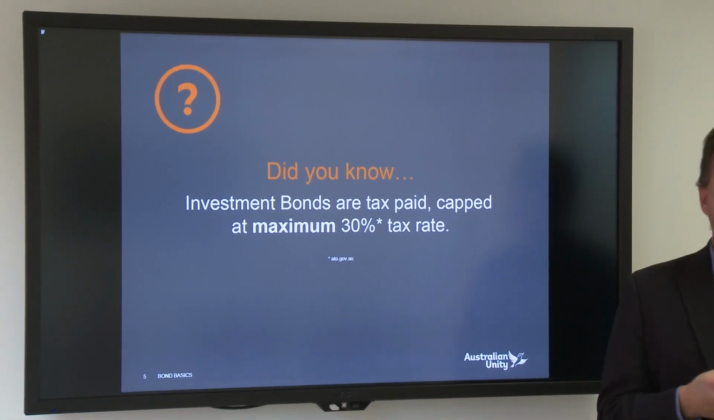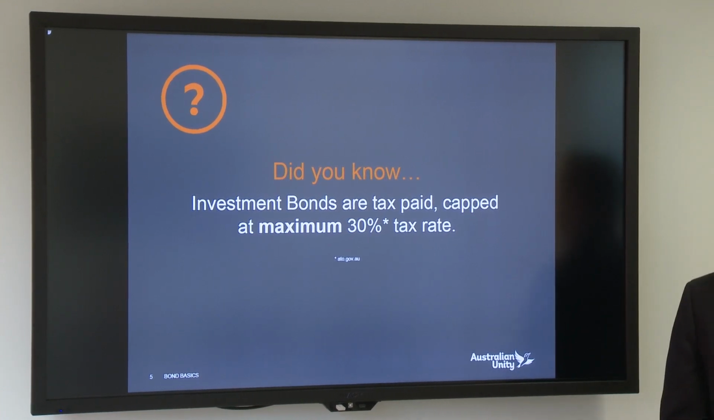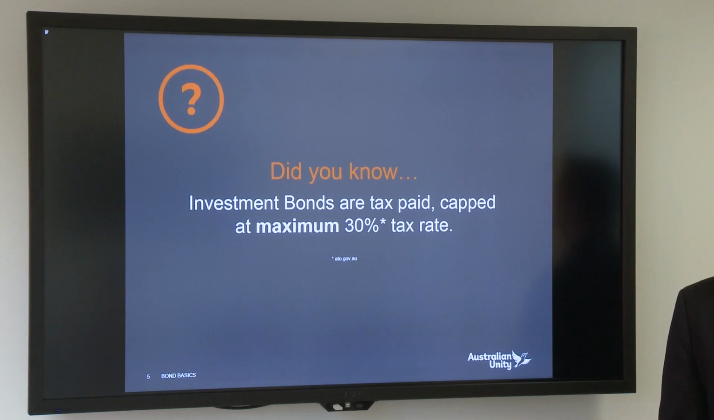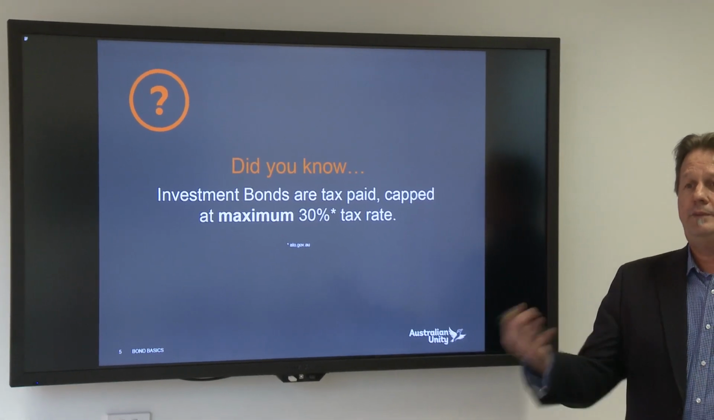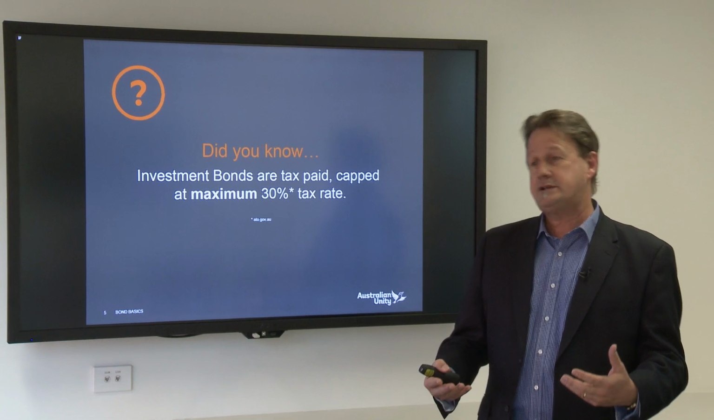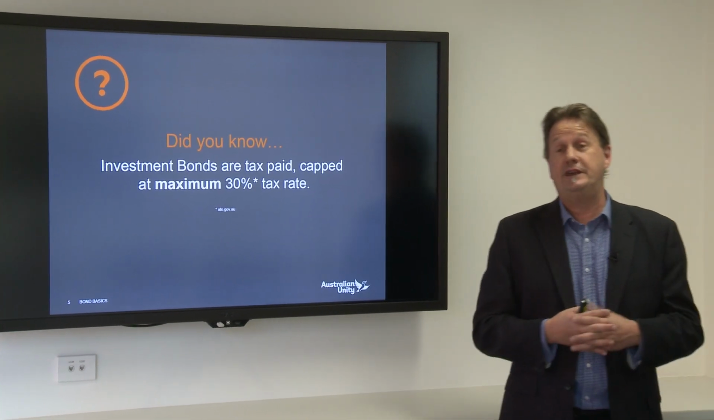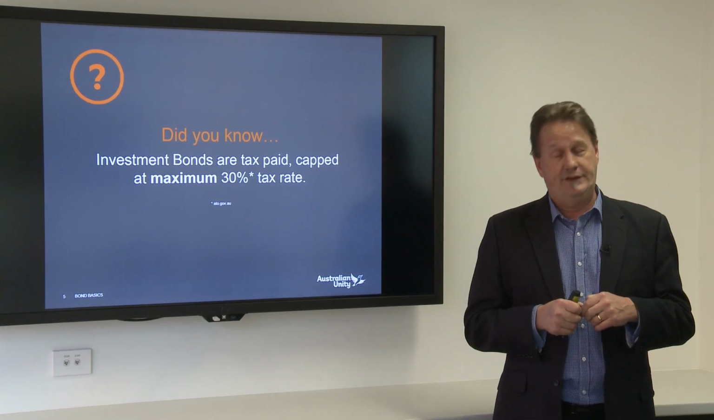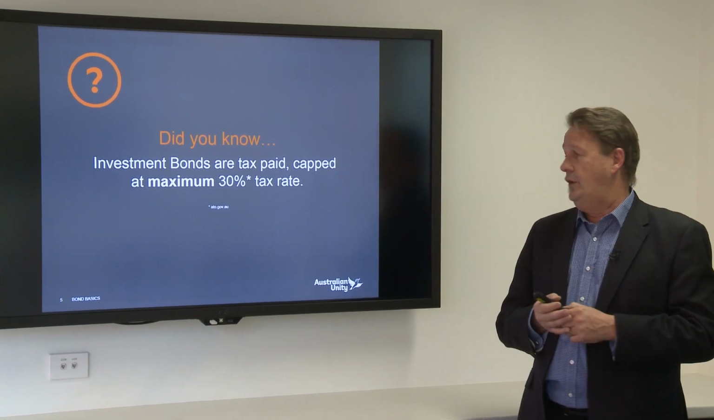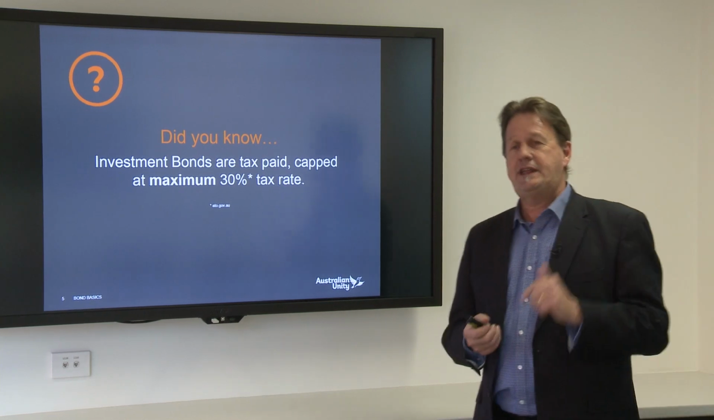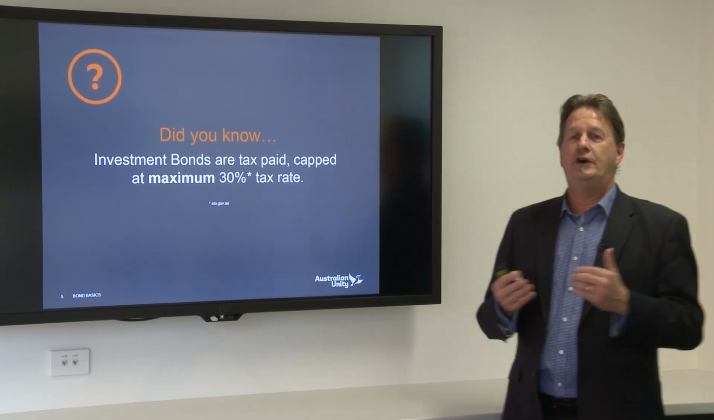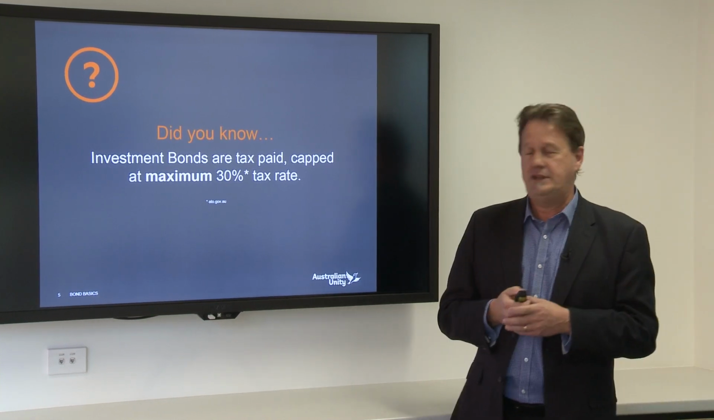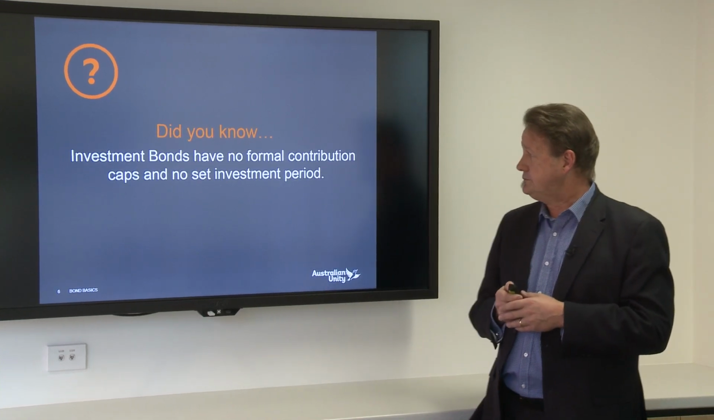So let's look at some of the basic information about investment bonds. Investment bonds are tax paid and they're capped at a maximum of 30 cents in the dollar. Most people are familiar with superannuation, which is taxed at a maximum of 15%. Investment bonds work very similar to that, but it's taxed at a maximum of 30. That tax rate can be reduced through the use of various tax credits, imputation credits and that type of thing that come from investing in the share market.